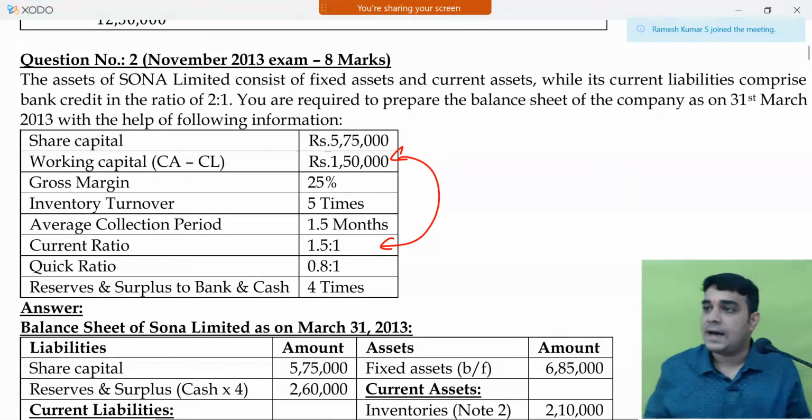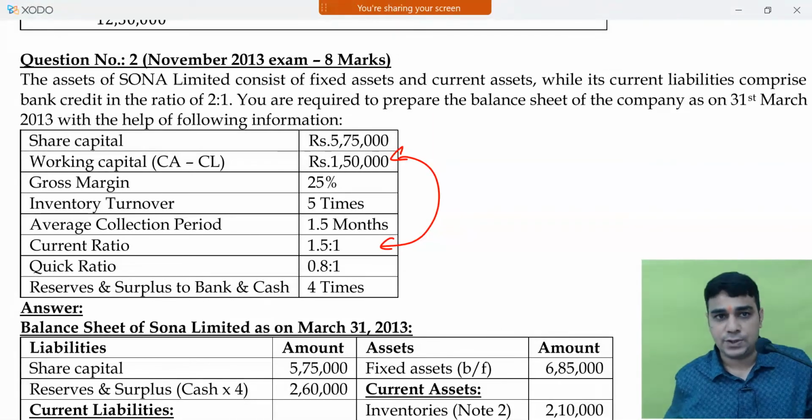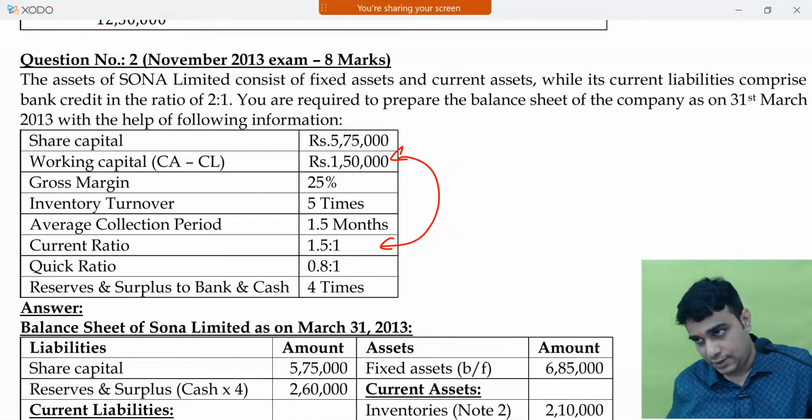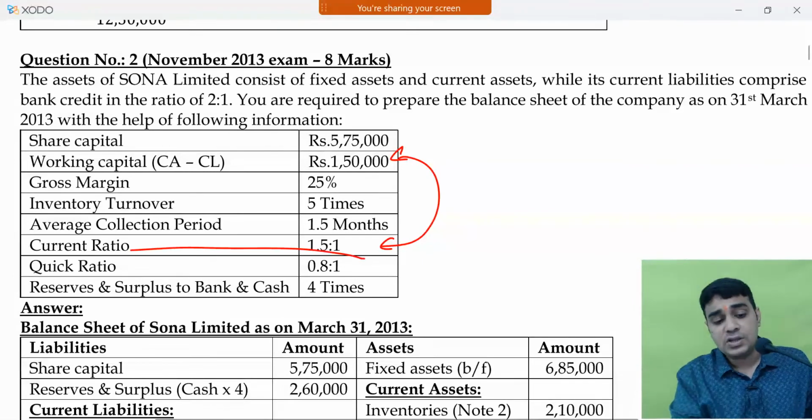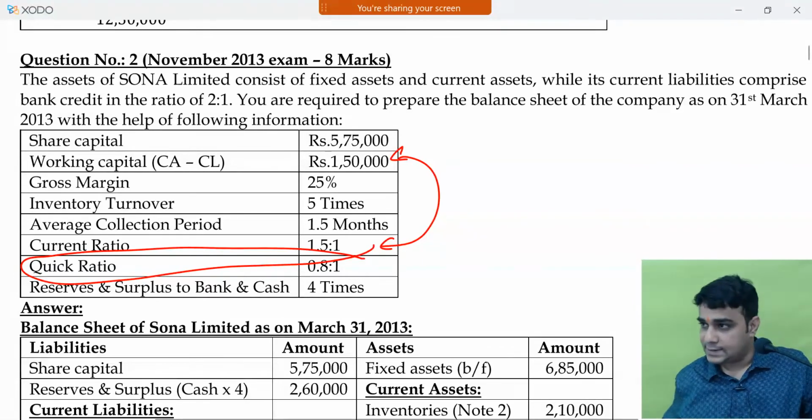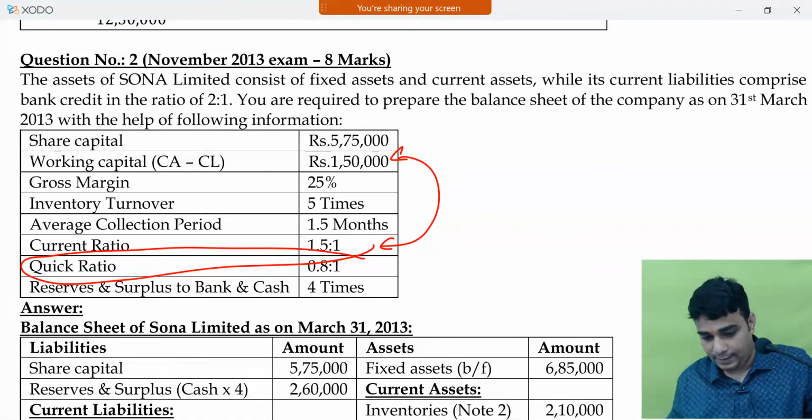Working capital, this is another way of using these two ratios. They may give you working capital, which is CA minus CL, current asset minus current liability, and using that and the current ratio, you will get current asset and current liability. Using this you will get quick assets, and the gap between them is technically your inventory.